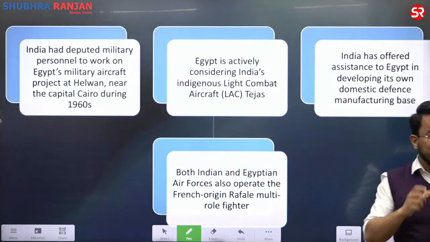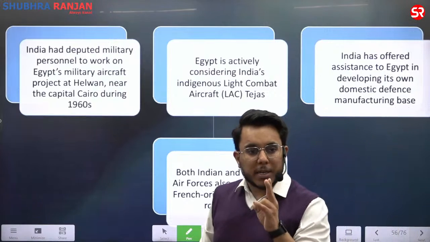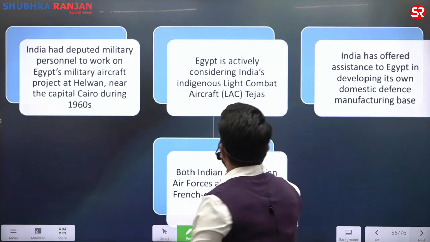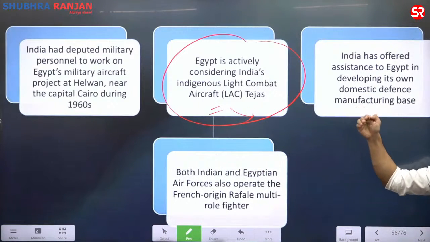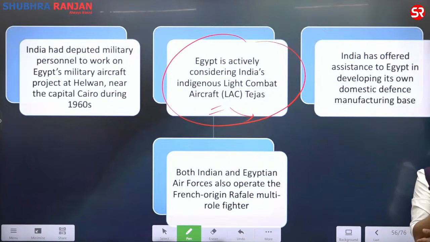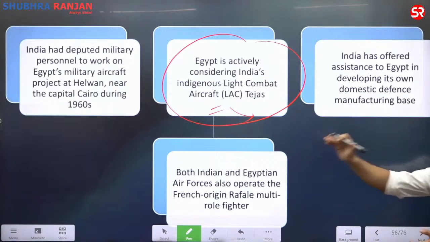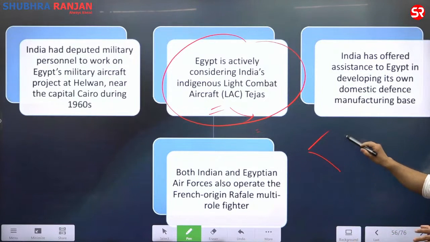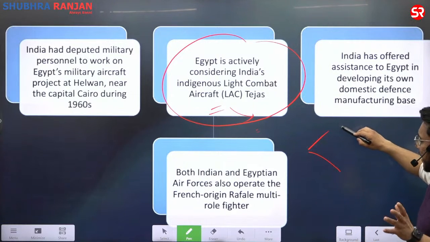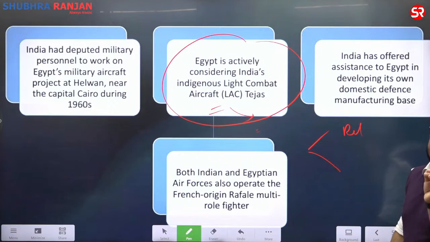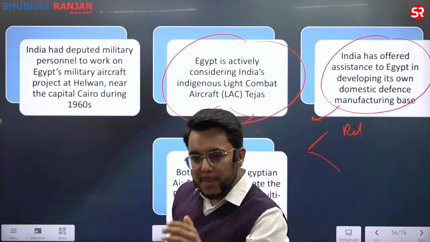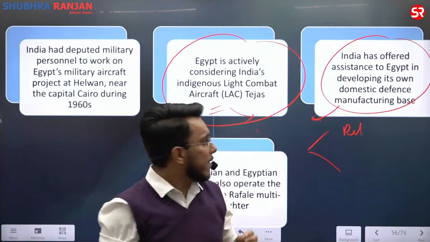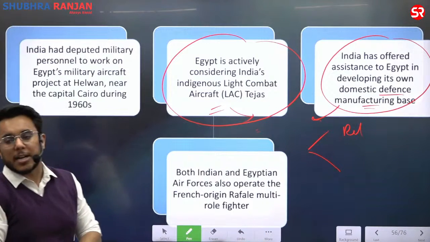Then further, as we talk about the defense relation between India and Egypt, two more very important pillars are there within defense. Number one, LCA Tejas. Egypt is considering procuring the LCA Tejas, an indigenous aircraft developed and manufactured by Hindustan Aeronautics Limited. This development will help on two fronts. Number one, it will help in enhancing the defense relations between India and Egypt. Moreover, it will also showcase India's Atmanirbharta in the defense sector. Secondly, India is also offering technology and capability assistance to Egypt so that Egypt can develop its own domestic defense manufacturing base.